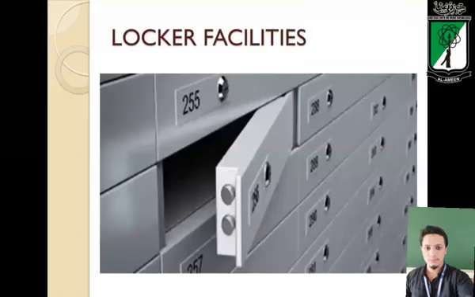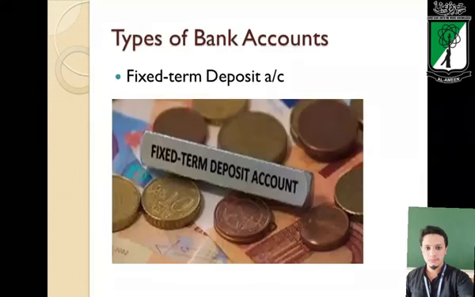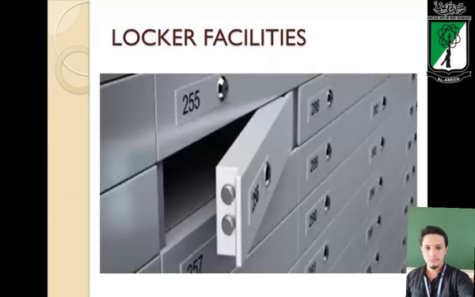Then the locker facilities. The bank also provides locker facilities, and the banks charge for the lockers. The account holders can keep all their documents and important assets in the bank lockers. This is safe custody, so the risk is taken care of by the bank. So this is the locker facilities. These are the functions of commercial banks.